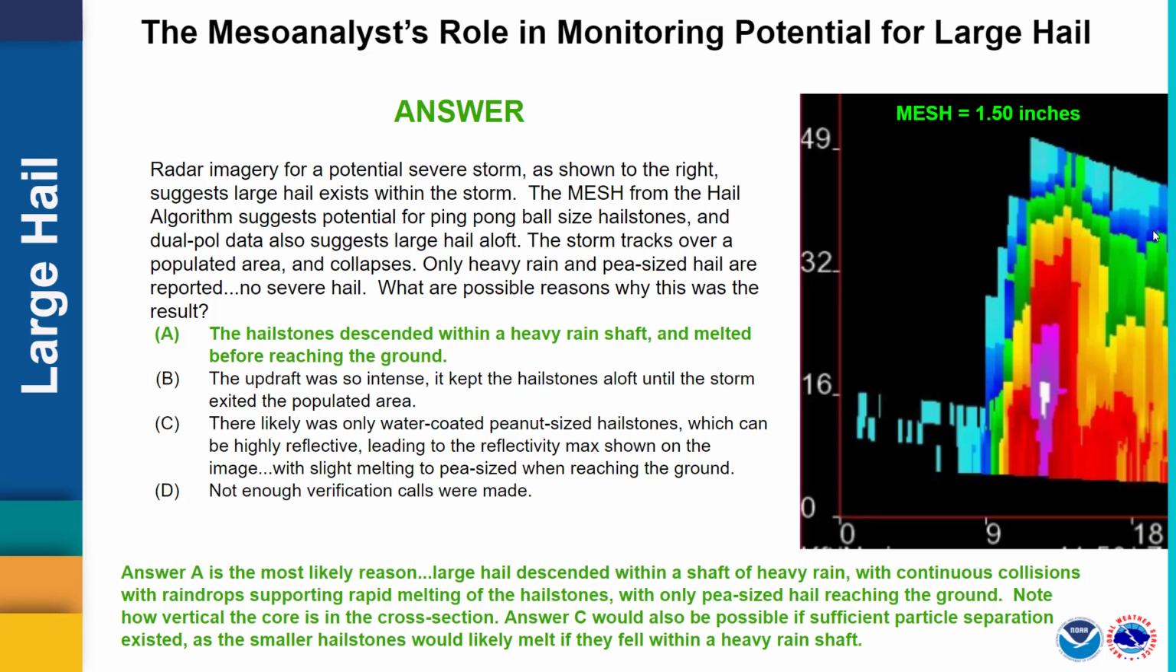The most likely reason would be answer A, that large hail that likely existed in the storm, as demonstrated by dual pol radar, descended within a shaft of heavy rain, with continuous collisions with raindrops supporting rapid melting of the hailstones, with only pea-sized hail reaching the ground. Note how vertical the core is in the cross-section. Answer C would also be possible if sufficient particle separation existed, as the smaller hailstones would likely melt if they fell within a heavy rain shaft.